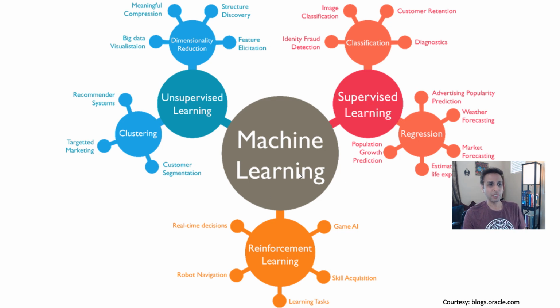The 3 main branches of machine learning are unsupervised, supervised, and reinforcement learning. There are a few other variations, but primarily these are the type of algorithms that we deal with, or the type of problems that we deal with.